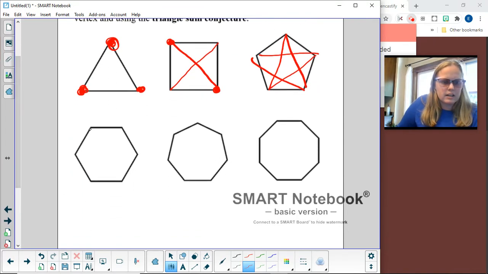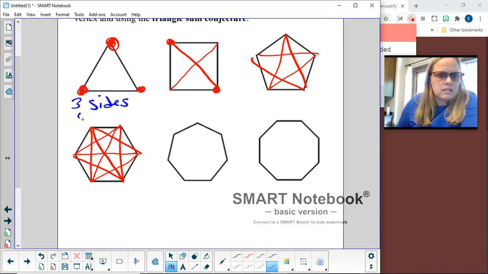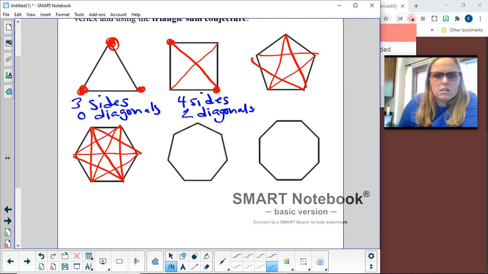And if I go down to the hexagon here, this one's a little bit more tricky because there are so many diagonals. I'm going to draw in these diagonals as best I can. Try not to forget any. All right, now I'm going to avoid the next two here just to see if we can get a pattern started. So this figure here has 3 sides and it has 0 diagonals. This one up here has 4 sides and it has 1, 2 diagonals. This figure has 5 sides and 1, 2, 3, 4, 5 diagonals.